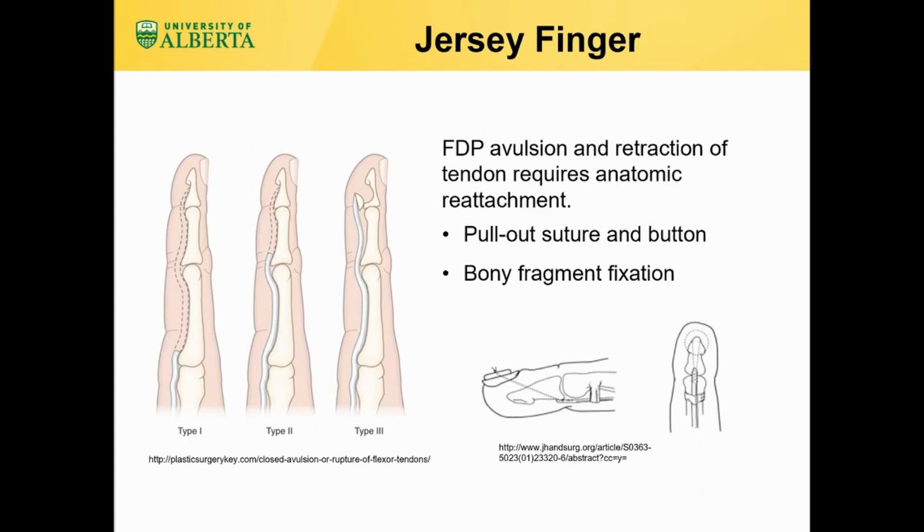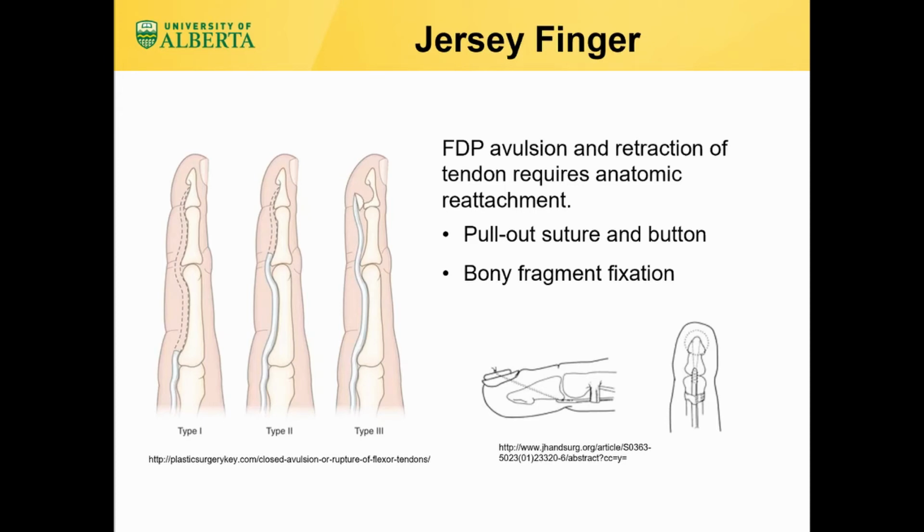A jersey finger occurs after hyperextension of the DIP joint, such as may occur when a finger is caught in a football jersey. This results in flexor digitorum profundus tendon avulsion. These injuries do not involve dislocation of the joint, but they may be associated with bony fragment avulsion, type 3.